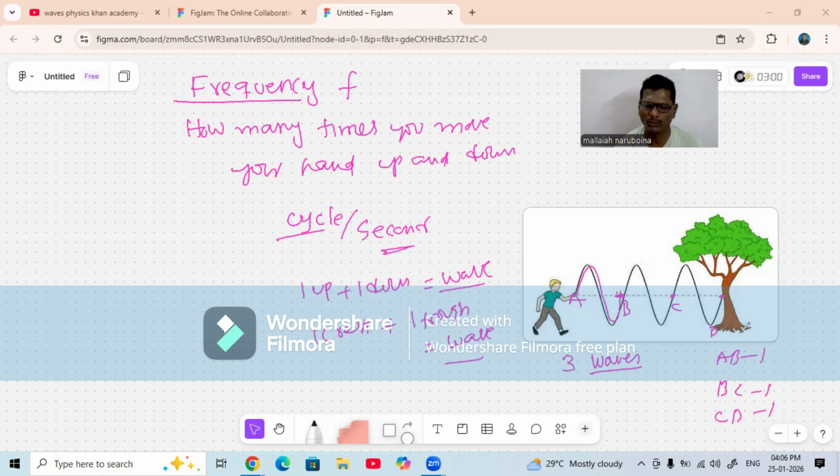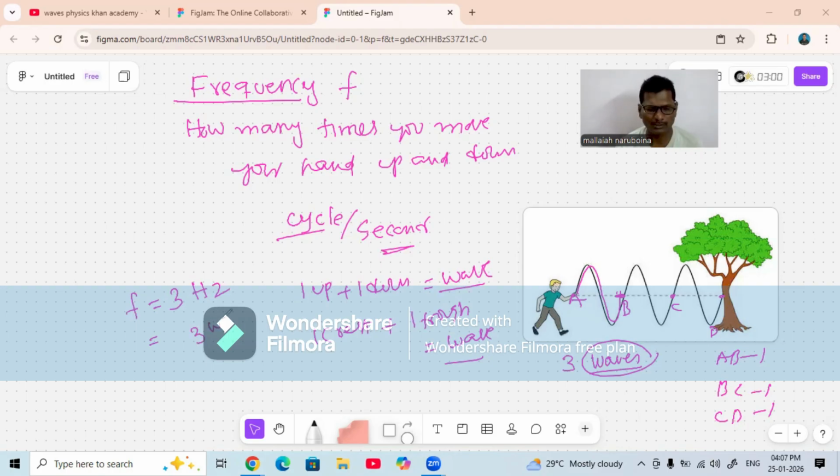How many waves are produced in a second? Say in a second the boy produced this wave. So here three waves are there. So the frequency of this wave is 3. We write Hz, meaning in 1 second he produced 3 waves.